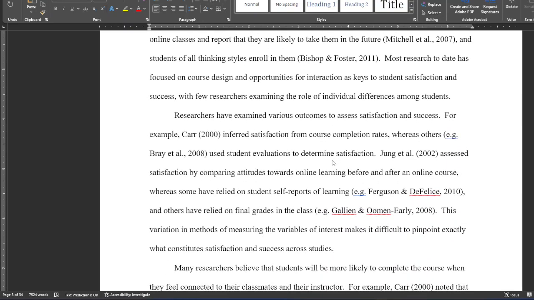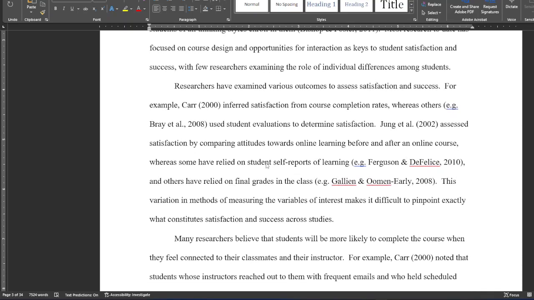Now notice in this sentence, again, I have 2 citations in one sentence. Carr inferred satisfaction from course completion rates, whereas others, for example, is what this e.g. means, so for example, Bray et al. I included the phrase for example because Bray et al. is one example of studies that I found where they use student evaluations to determine whether the students were satisfied with the class or not. So you don't have to list every article that ever studied that issue of student evaluations. You can say, for example, here's one, right? And so that's what I did in that structure.